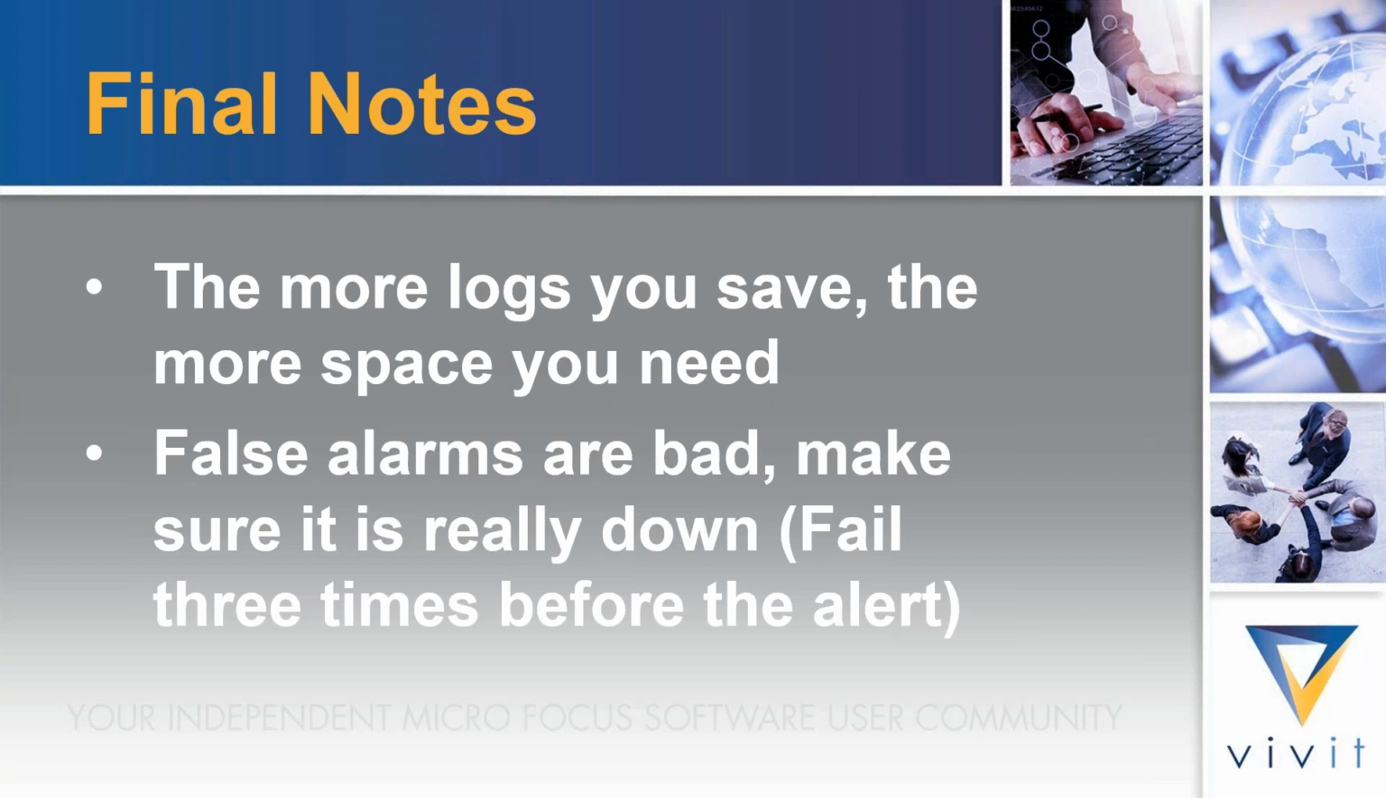Next one is false alarms are bad. We use a process where we make sure it fails 3 times in a row before we generate the alert, because randomly SiteScope will fail, the network will fail, something will happen and you'll get a random failure. You don't want to call out the fire department unless you're really sure there is a problem.